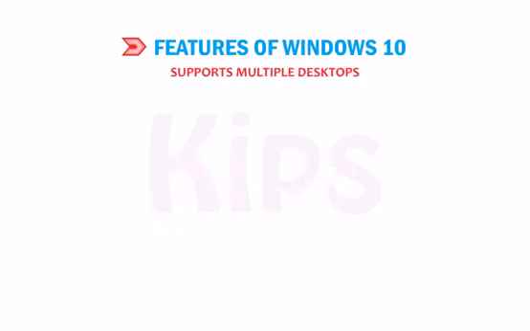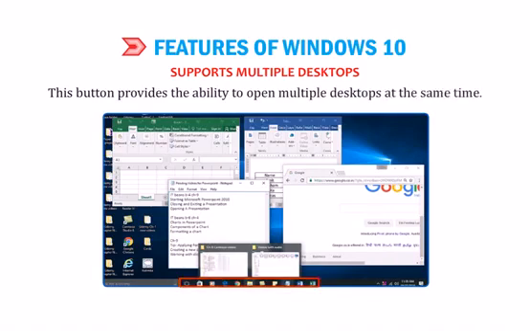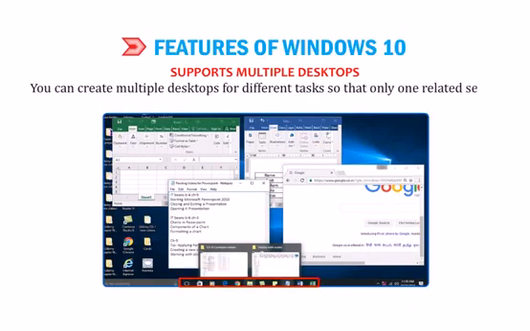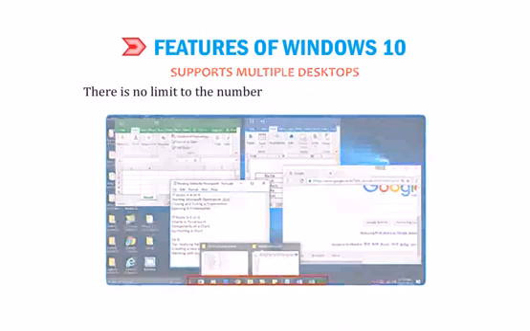Supports multiple desktops. Windows 10 has a new Task View button on the taskbar. This button provides the ability to open multiple desktops at the same time. You can create multiple desktops for different tasks so that only one related set of applications is visible in one desktop. There is no limit to the number of desktops that you can create.